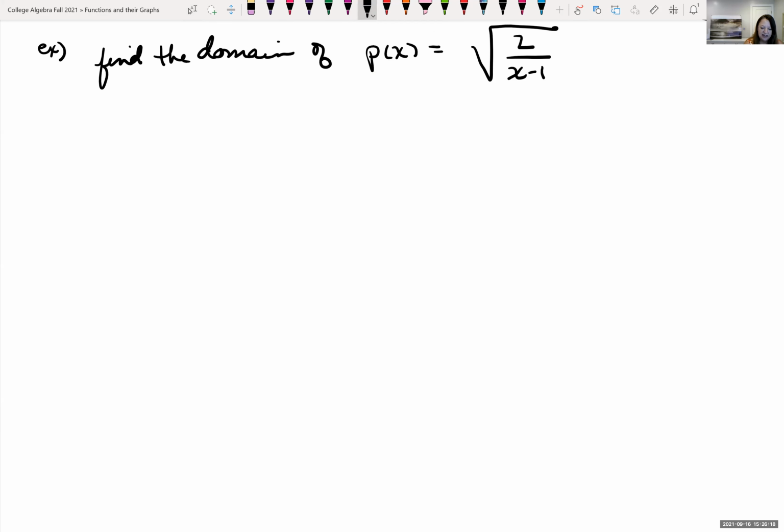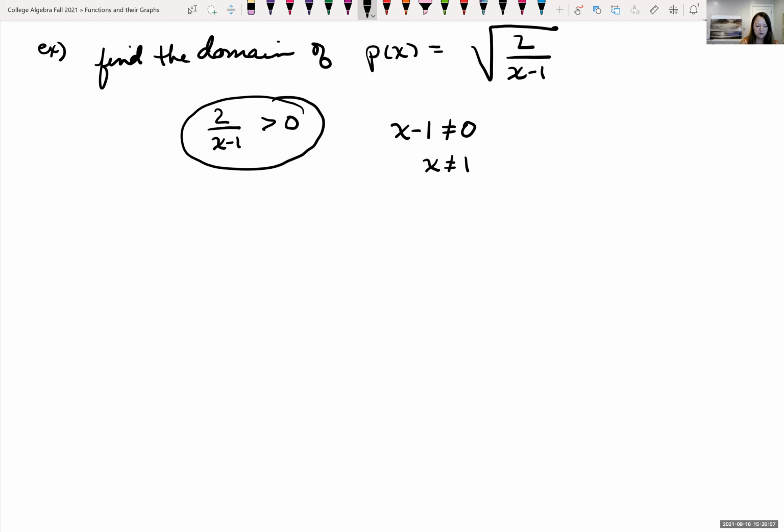I notice that what's underneath the radical, 2 over x minus 1, has to be greater than 0 in order to spit back a real number when I put in a value for x. I notice that x minus 1 cannot be 0. Add 1 to both sides. So x cannot be 1. This is where we're going to have some problems. This is a rational inequality. 2 over x minus 1 is greater than 0.